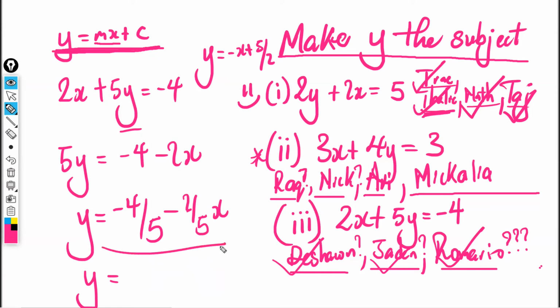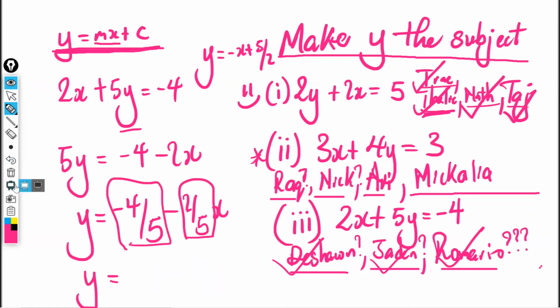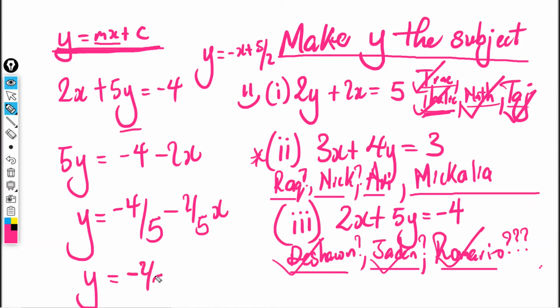I can leave it this way, you know, as long as you know that this is the gradient and this is the y-intercept. But the general form for a line is always y is equal to mx plus c. So that's why I put negative 2 over 5x here, minus 4 over 5, because this is the mx and this is the plus c. The negative 4 over 5 is the plus c.